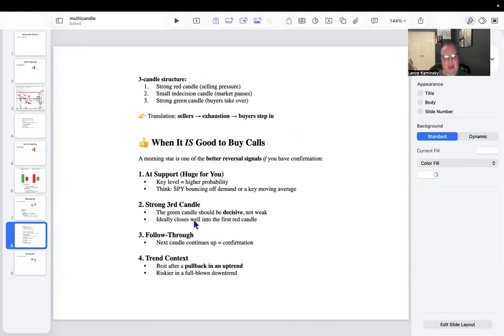Ideally it closes well into the first red candle. And then the next candle continues up. That means confirmation of it. Best after a pullback in a trend.